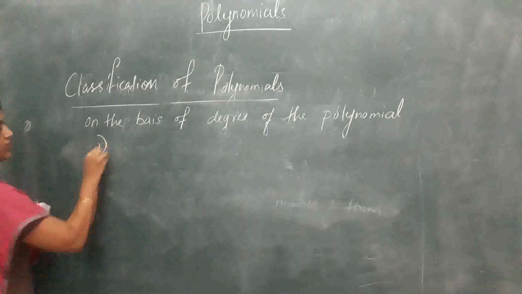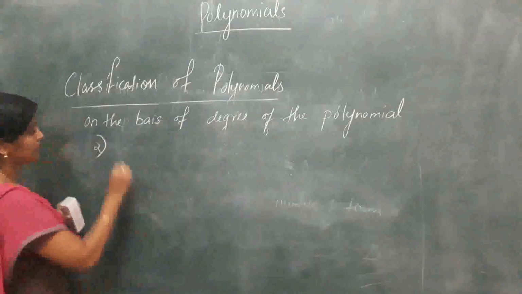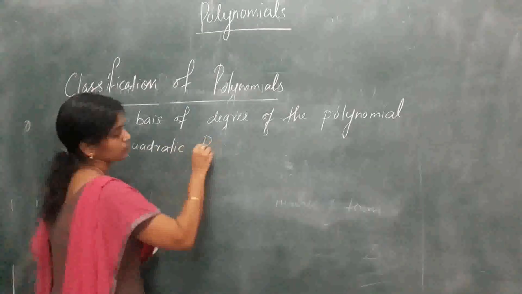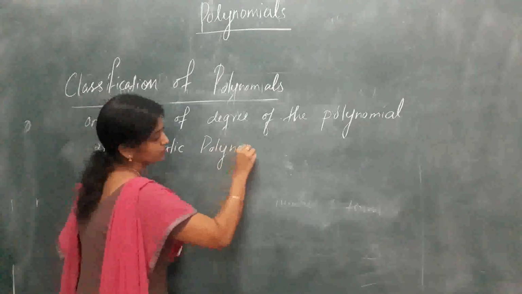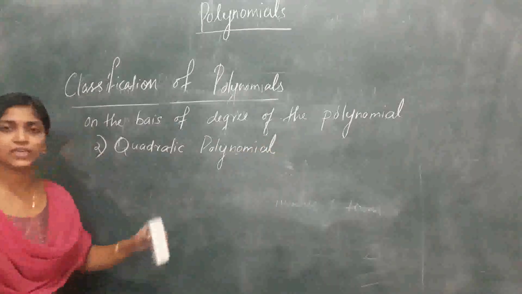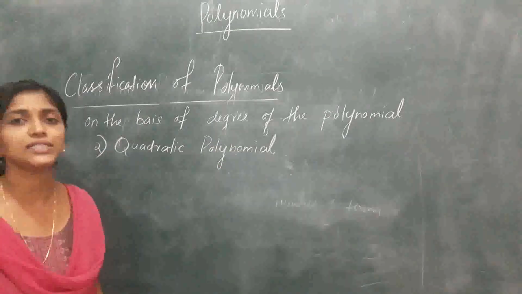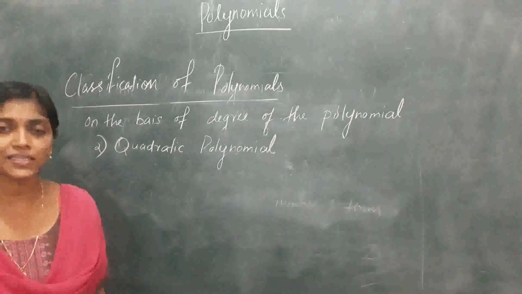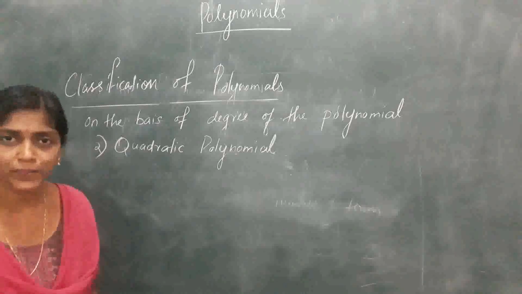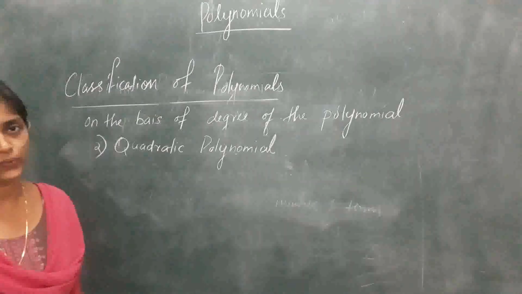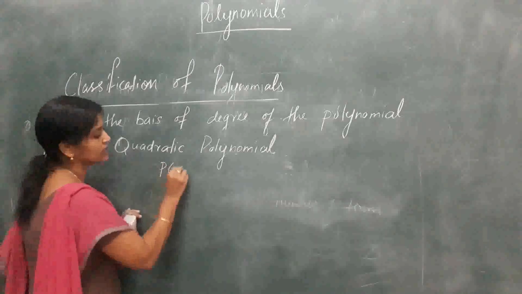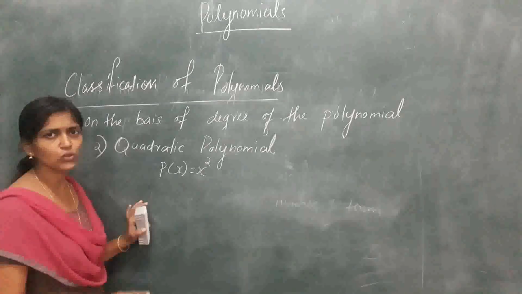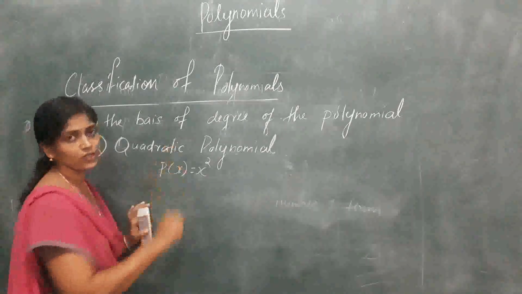Second one, on the basis of the degree of the polynomial, it is quadratic polynomial. We have seen a degree 1 polynomial, you call it a linear polynomial. Now you see what is a quadratic polynomial. Quadratic polynomial means it is a polynomial whose degree is equal to 2. Simply if I take an example, p of x is equal to x square. What is the degree of this polynomial? It is 2. So it is an example for quadratic polynomial.